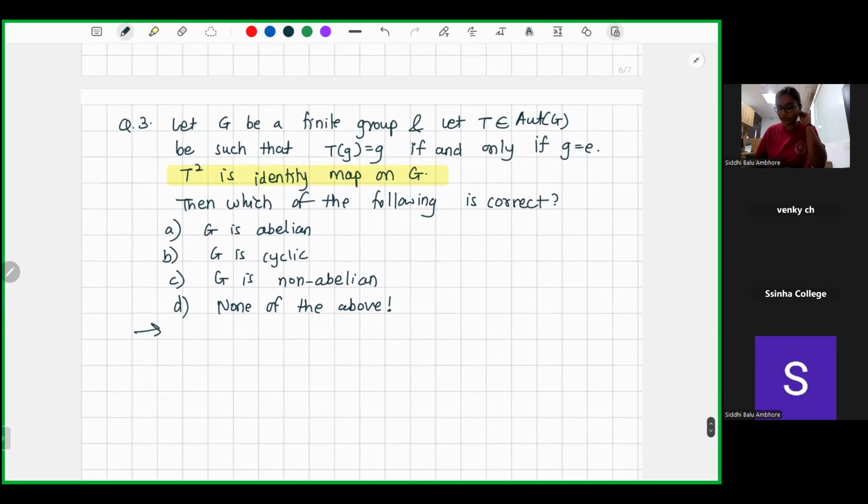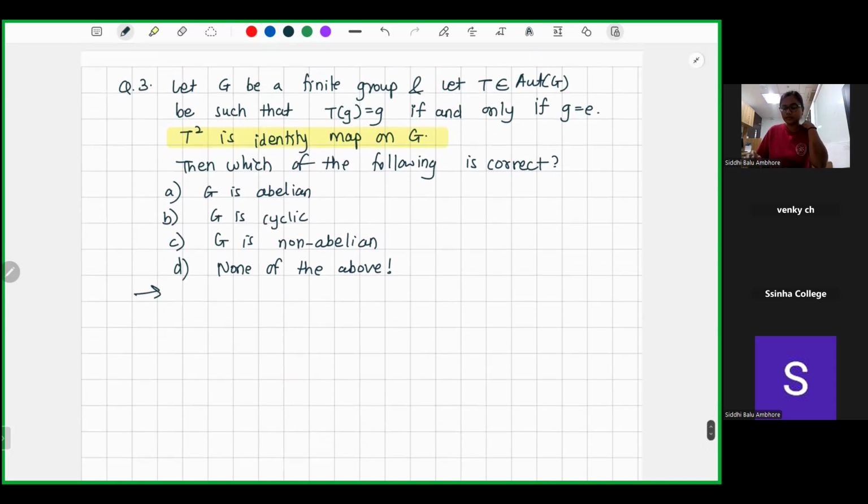Any guesses what we can say about G being abelian, non-abelian, cyclic, or anything? G will be abelian. Okay, G will be abelian. Otherwise, I mean, we'll prove that G will be abelian, and that's it. We can only conclude that about G in this case.